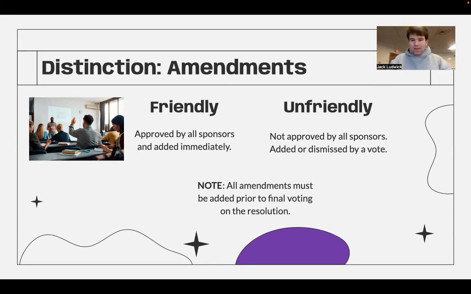If it is unfriendly, which means that you say, hey, I motion to change this, and the sponsors do not like that and they do not want to see that added, then it will go to a vote where a two-thirds majority of the committee will have to vote yes for that amendment to then be added. If it does not get the two-thirds majority, then the amendment will not be added and the draft resolution will look the exact same. And then all amendments must be added prior to final voting on the resolution.